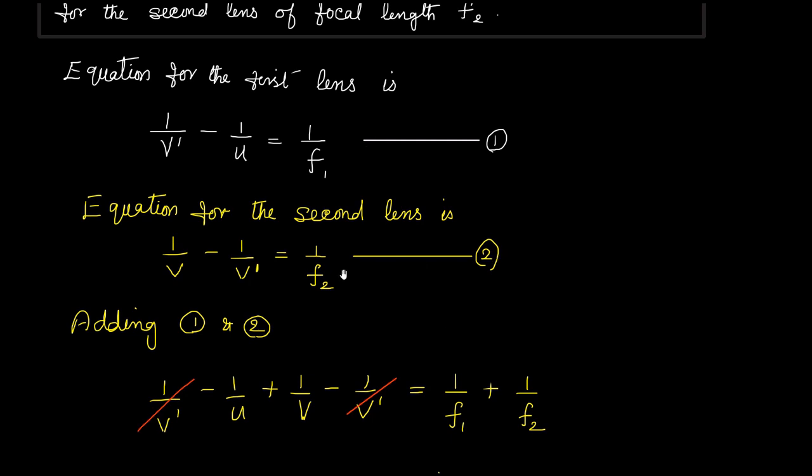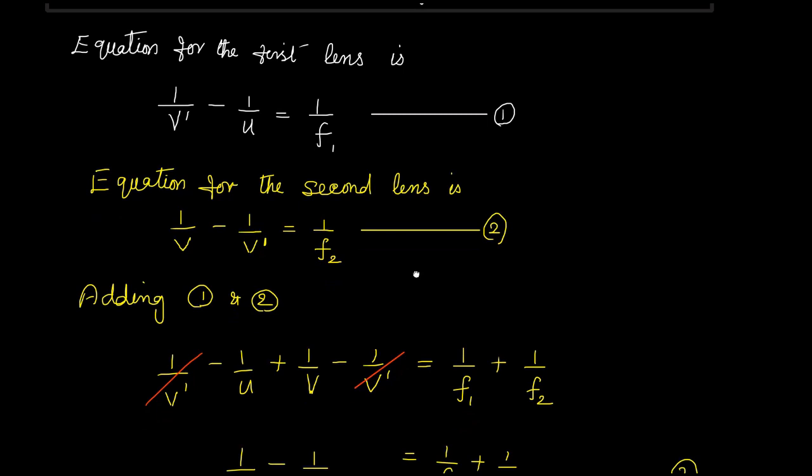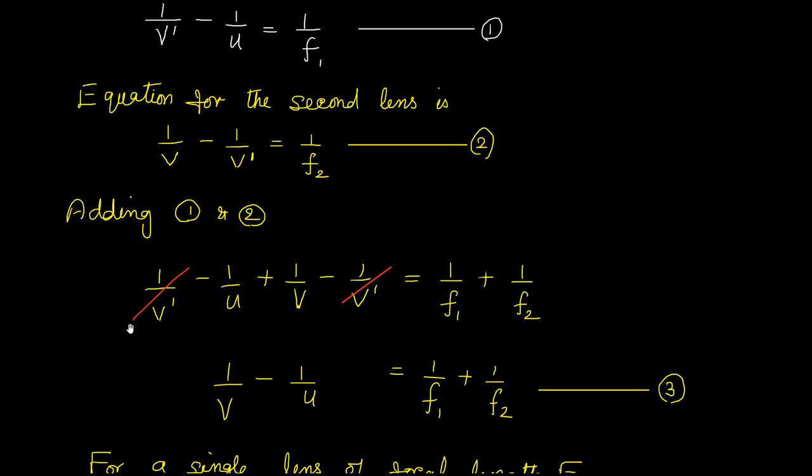Adding equations 1 and 2, we get 1 by v dash and 1 by v dash get cancelled out. Thus 1 by v minus 1 by u equal to 1 by f1 plus 1 by f2. Let this be equation number 3.